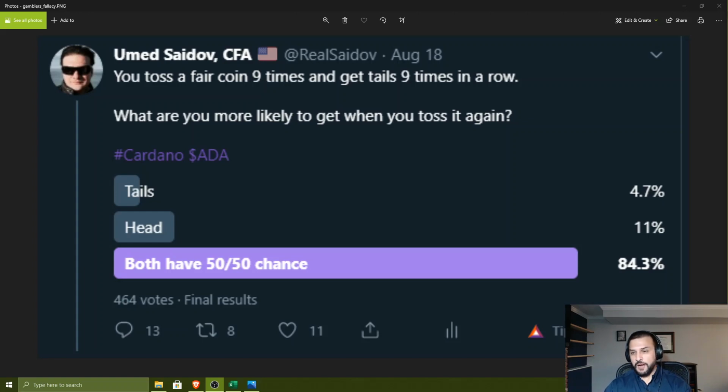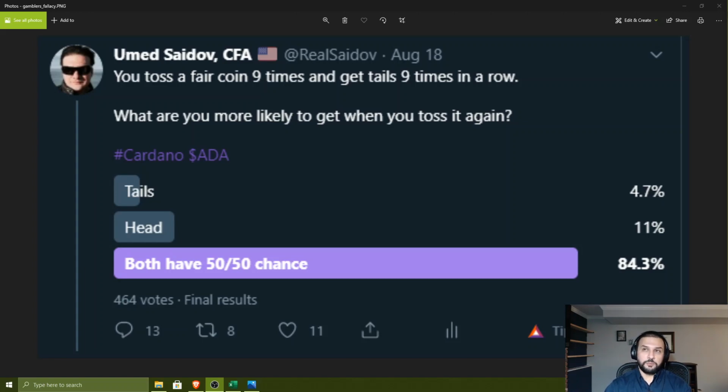Tails. So 4.7% of you guys decided that the next coin toss is likely to end up in tails. And there's probably two explanations to that. I think the first one, probably the easiest, is that some people forgot that it was a fair coin, and given the information that we have tossed the coin 9 times and it landed on tails 9 times out of 9, the next one is probably going to be the same, and that's the explanation.